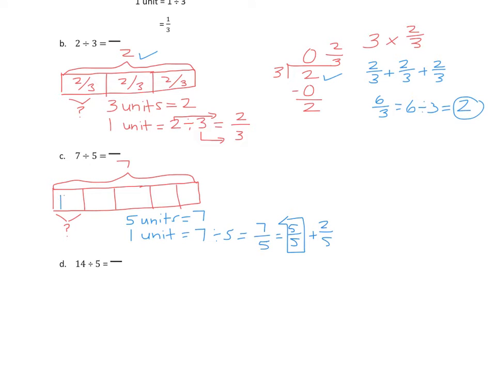So each box right here is going to be 1 and 2 fifths. They're all going to be the same because we divided up equally. If you want to think of cookies, 7 cookies between 5 people, each person would get 1 whole cookie and then 2 fifths of a cookie.